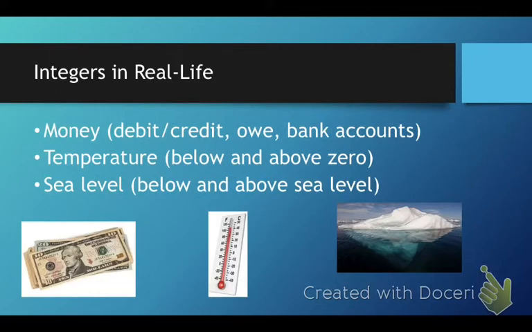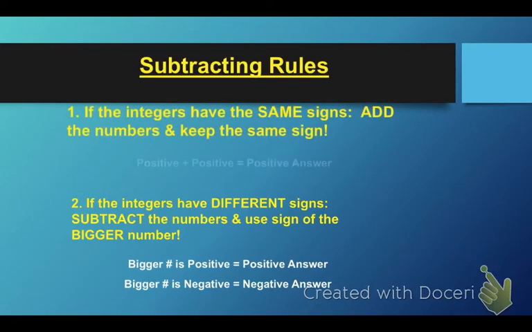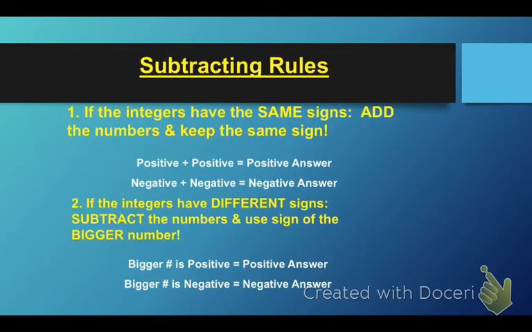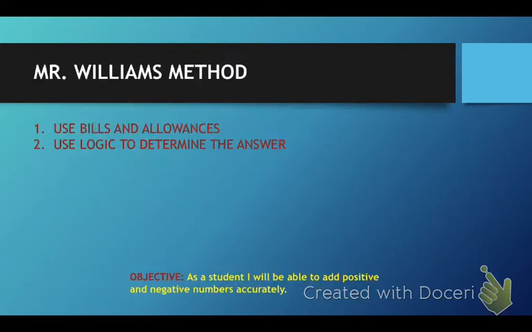Alright, now, subtracting rules. Listen, the subtracting rules are basically the exact same rules as the adding rules. You just need to copy them down. However, once again, Mr. Williams doesn't like remembering these rules because sometimes they mess you up a little bit, and quite honestly, it's just easier to use logic. So the rules are there if you're a rule follower. However, I'm going to show you how to do some logic. So once again, Mr. Williams' method: one, we're going to use bills and allowances, and two, we're going to use logic to determine the answer, which just simply means let's talk ourselves through it.